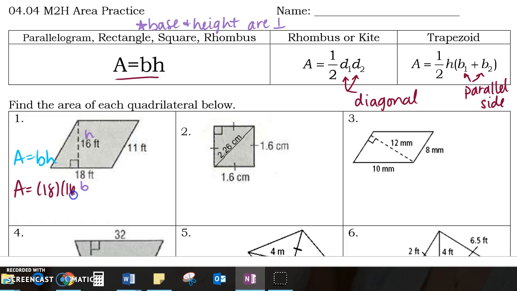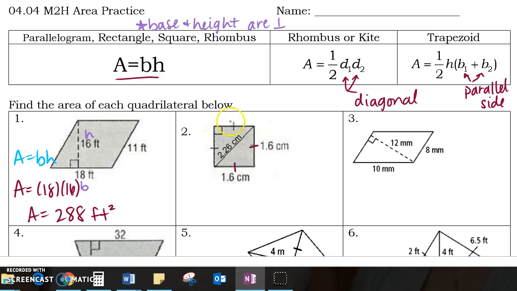18 times 16, which should give us 288 feet squared. Units are always squared when we're talking about area. Okay, take a look at number 2.